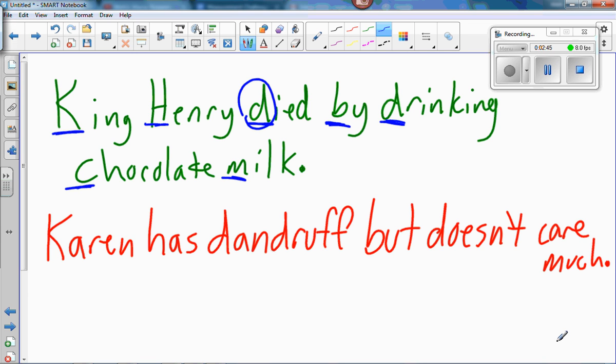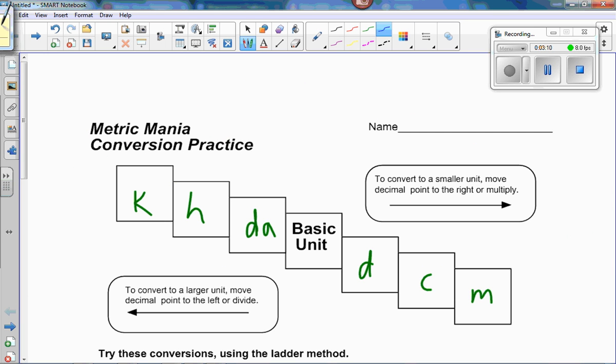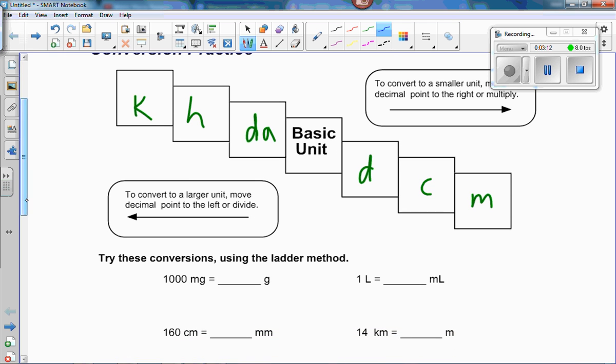But what do I like about this? Well, we still have K for kilo, and we still have B for base unit. But you notice something here. Dandruff is a DA word, where doesn't is just a DO word. So DA maybe will help you remember the abbreviation for deca and not confuse it with deci. So I encourage you to come up with your own method, but in some fashion you'll have to be able to remember that you have kilo, hecto, deca, and then your base unit, and then deci, centi, milli.